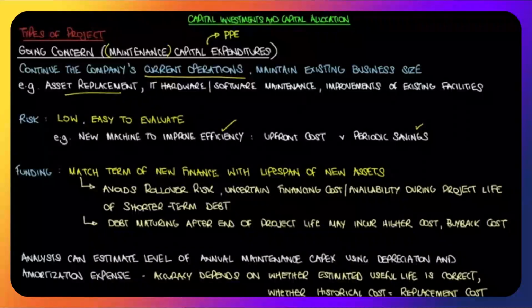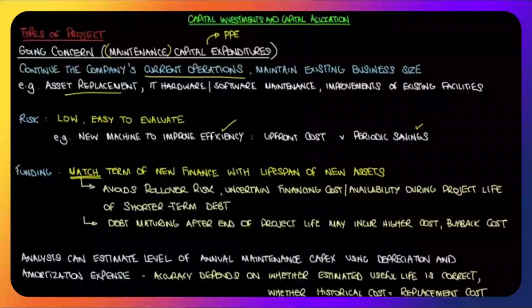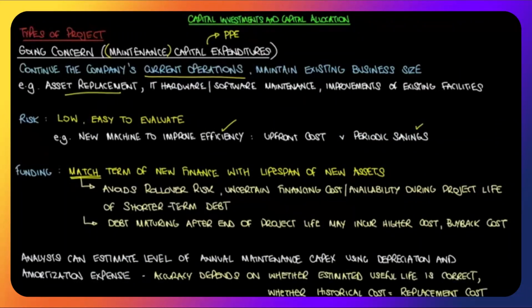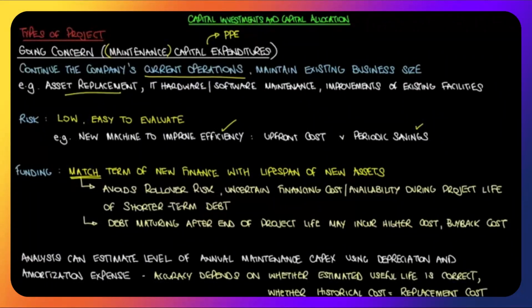Funding. Exciting thing here is matching it, getting the term right. Match the term of your new finance, if indeed you're raising new finance, to the lifespan of the new assets. Why? Avoids rollover risk. Rollover risk is when your debt matures and you have to roll it over into new debt, leading to uncertain financing costs and an uncertain availability of debt. Who knows if it will even be available? There may be another crisis on the way. So keep it at least as long as the lifespan of the new assets, and preferably exactly as long as the lifespan of the new assets.